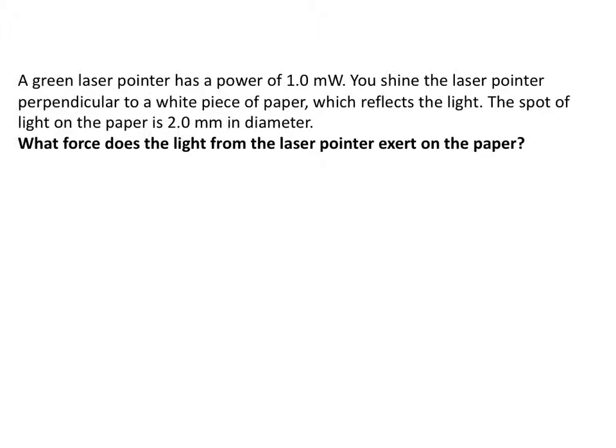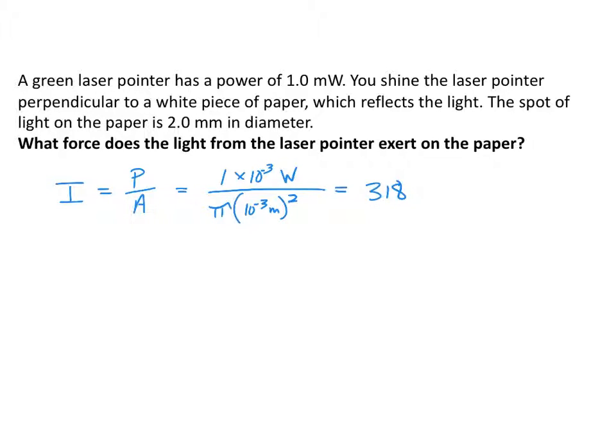So let's go back to this thing here. Intensity is power per unit area. We've been given a power rating of 1 milliwatt. The area is going to be pi r squared, and the radius, if it has a 2 millimeter diameter, is a 1 millimeter radius, or 10 to the minus 3 meters, squared. Do the crunching on that, and you should get 318 watts per meter squared.